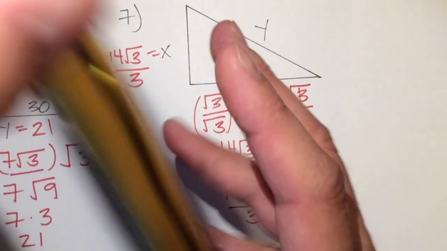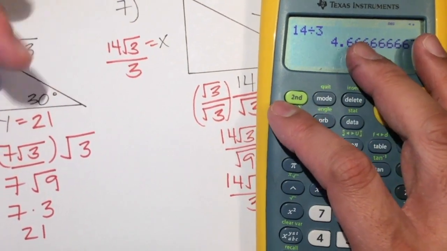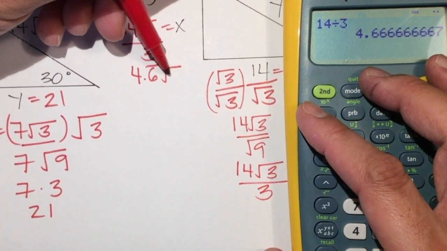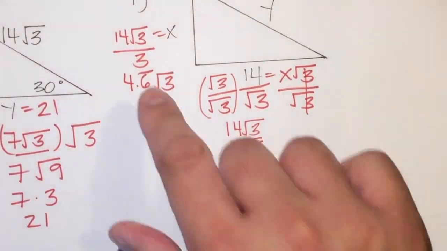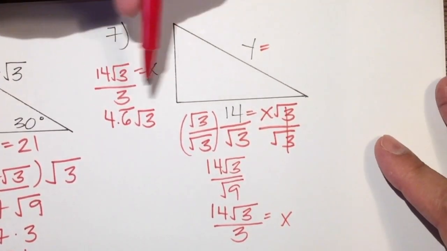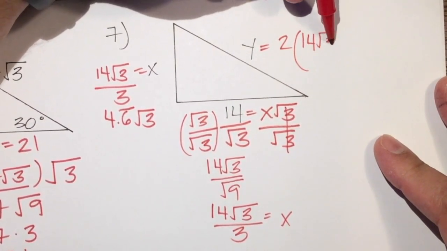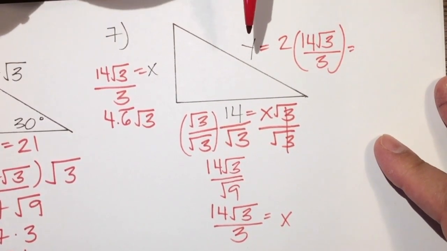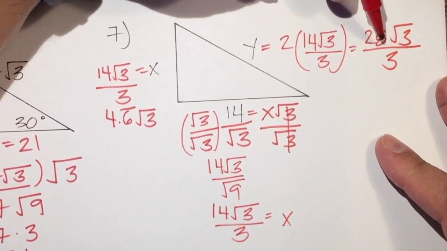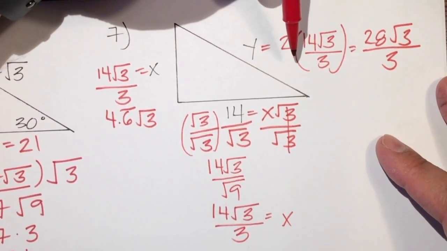But if you wanted to use your calculator, I guess 14 divided by 3 is 4.6 repeating. So you could also write 4.6 with a bar, radical 3. So that's the same thing. But I prefer that fraction. And the hypotenuse is twice this. So we're going to write 2 times 14 radical 3 over 3. 2 times 14 is 28. Radical 3 over 3. 3 doesn't go into 28 nicely. So that's it. This would be our answer.